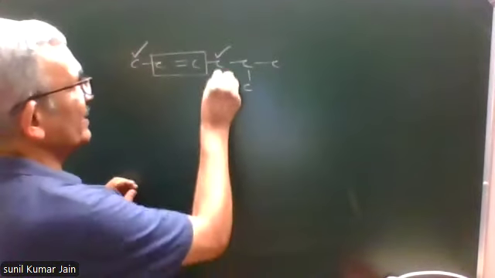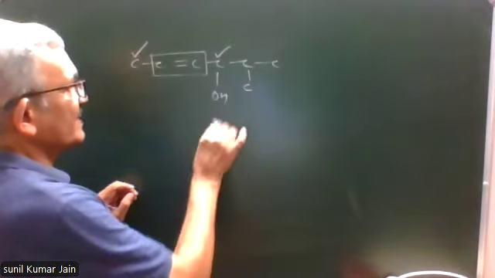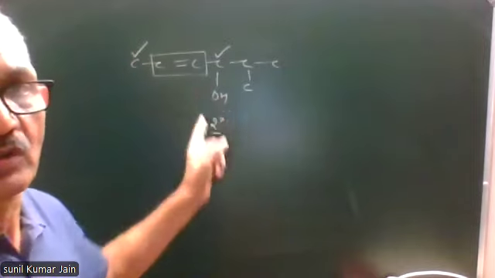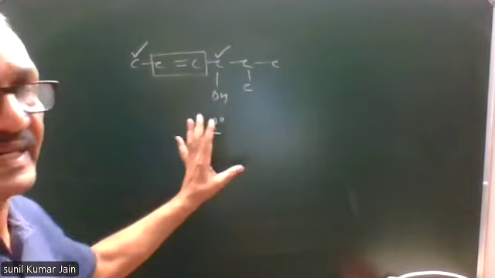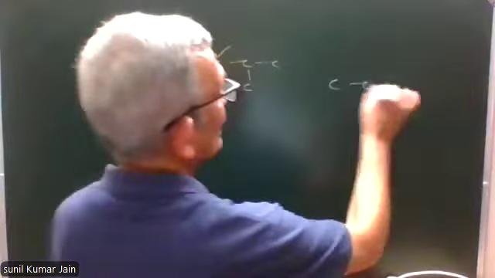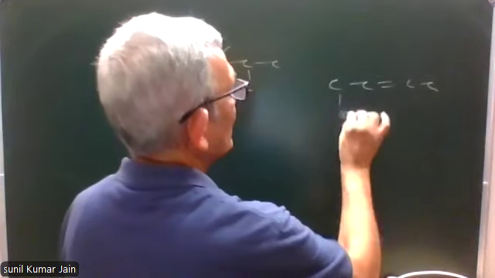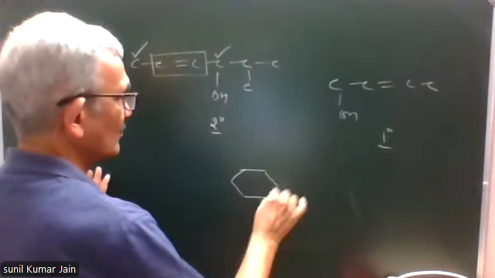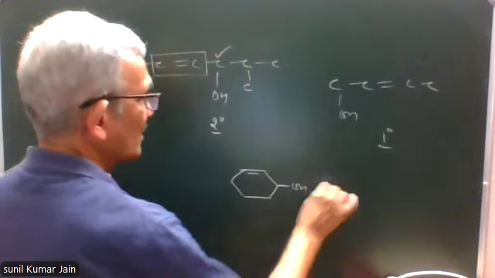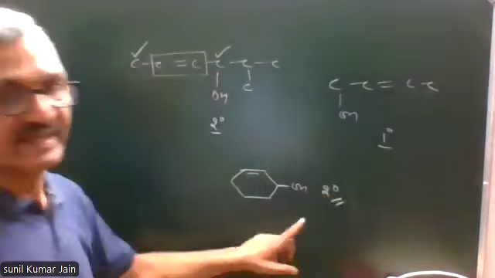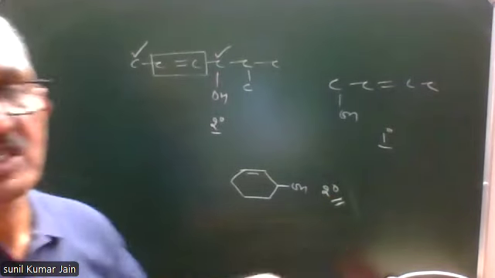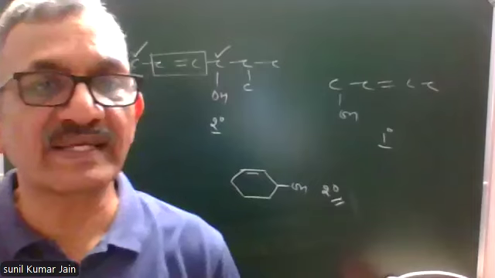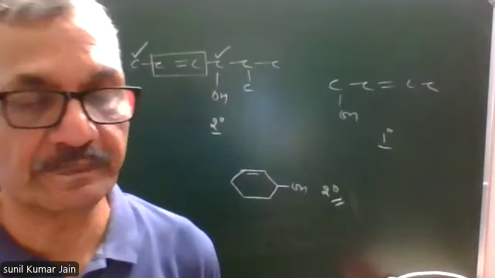And if I attach it here, it becomes a secondary allylic alcohol. So note down OH, and then this is a secondary allylic alcohol. This is a primary allylic alcohol. This is a secondary allylic alcohol. Similarly, you can make an example of a tertiary allylic alcohol.